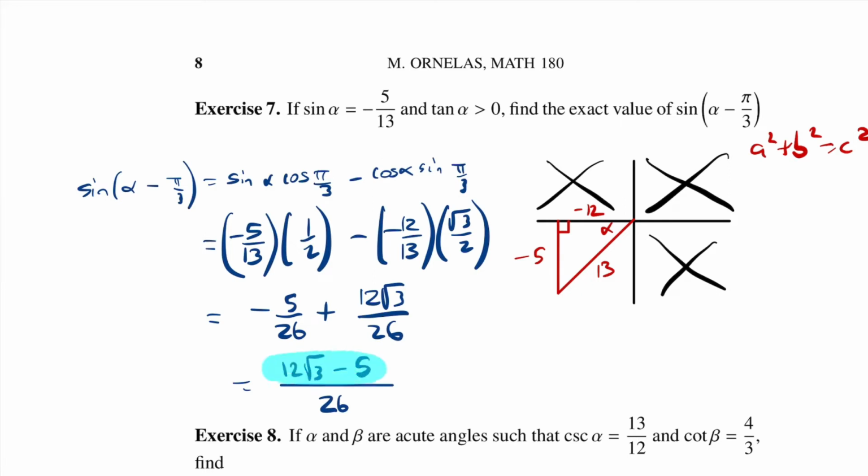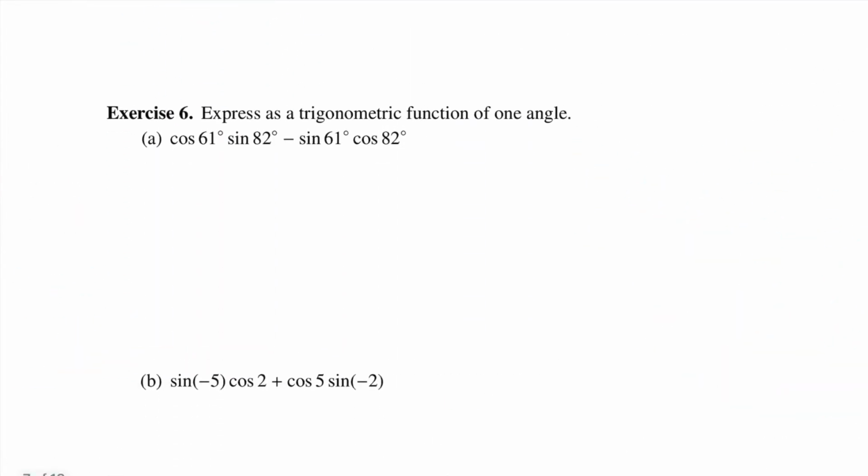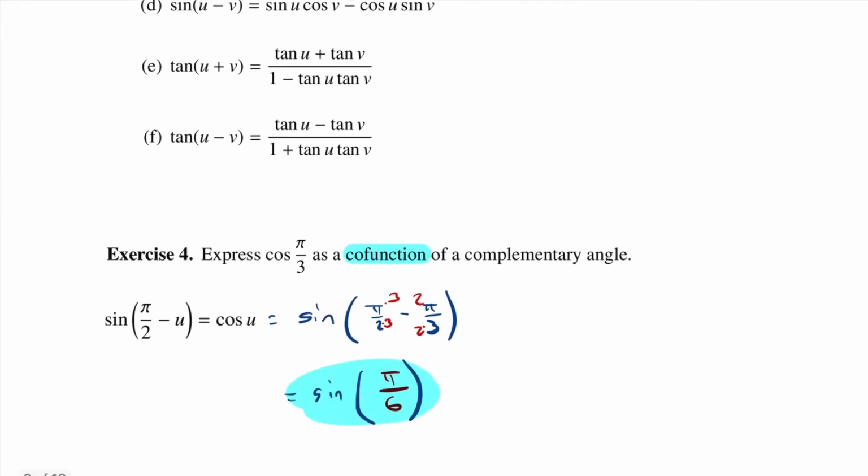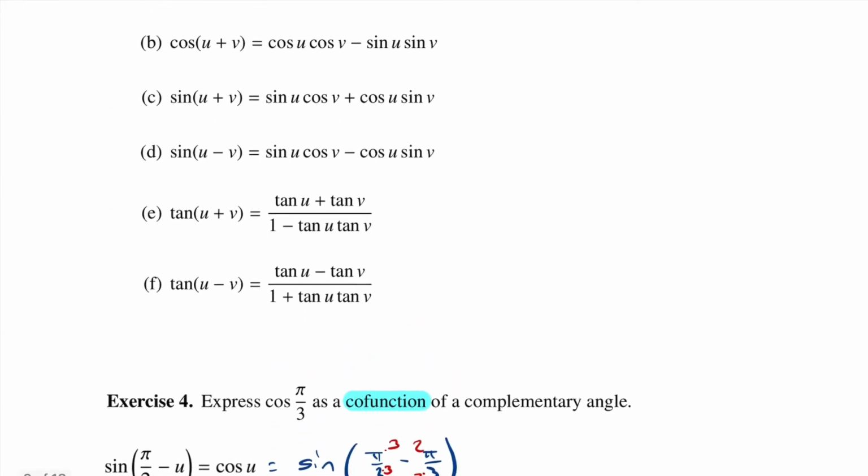I believe I skipped a problem. Yeah, I did skip one. So let's go back to these down here. Notice that this is cosine sine minus sine cosine. So that would be cosine sine minus sine cosine. So that's going to be this one. Sine of u minus v.